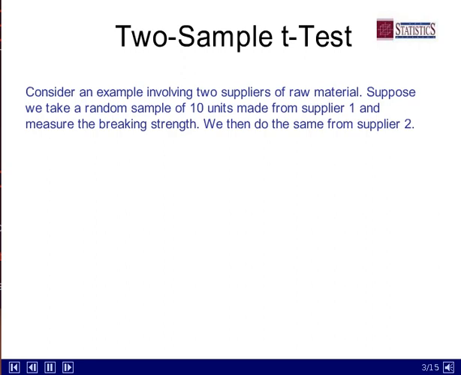Consider an example involving two suppliers of some raw material. The raw material is then turned into some product, and what we're interested in doing is measuring the breaking strength of that product. We will take sample sizes of 10 from each of the two suppliers. So in this case, we are using equal sample sizes.